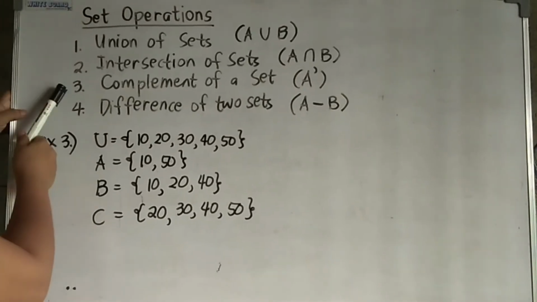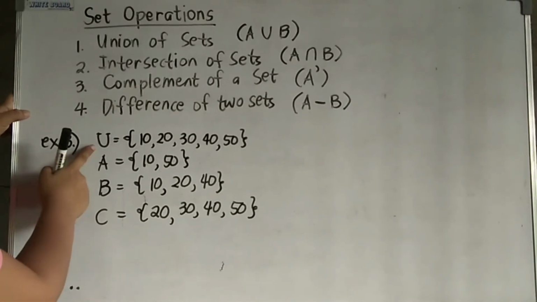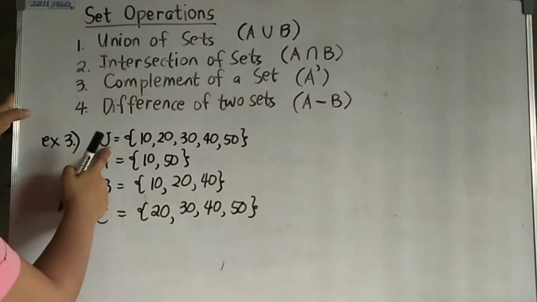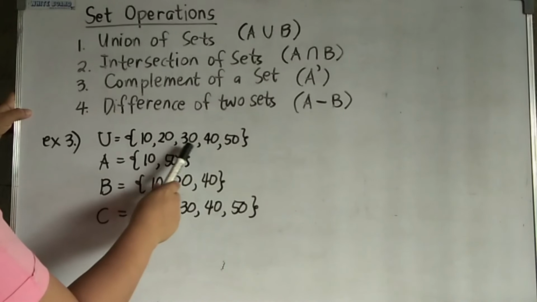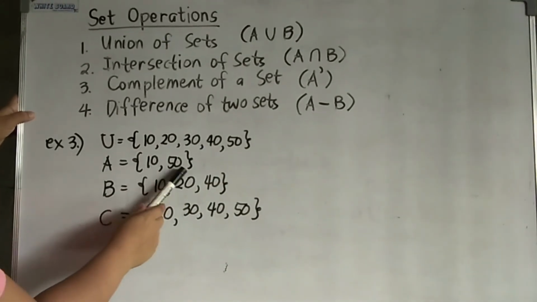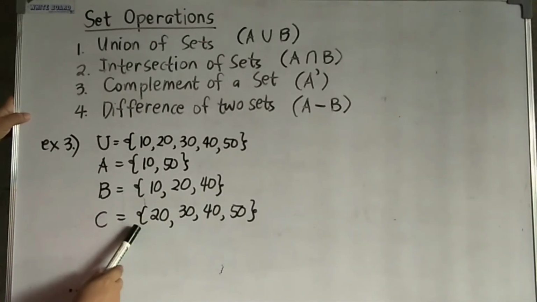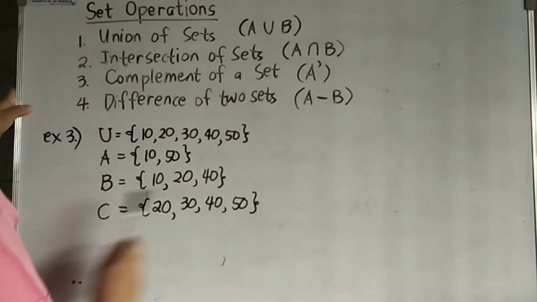Okay, and for the complement of a set, a universal set must be given. So, in this example, the universal set contains 10, 20, 30, 40, and 50. Set A contains 10 and 50. Set B contains 10, 20, and 40. And set C contains 20, 30, 40, and 50.